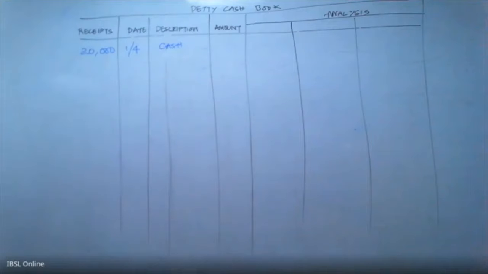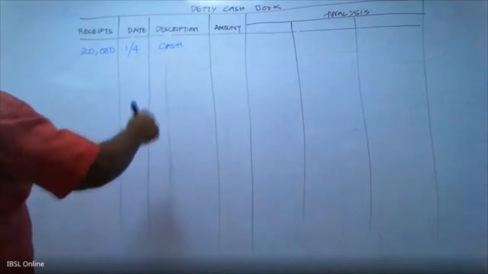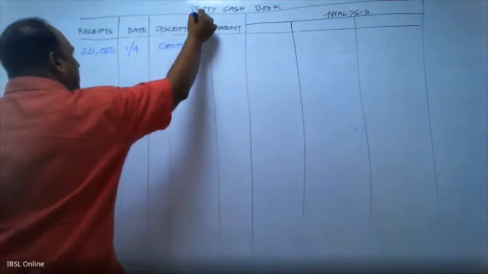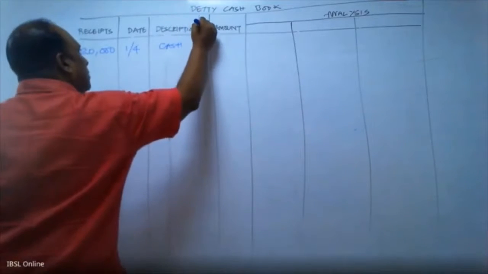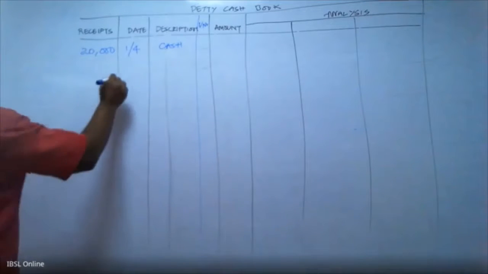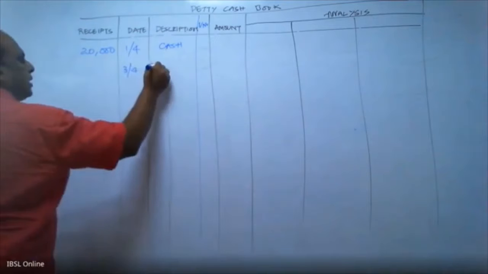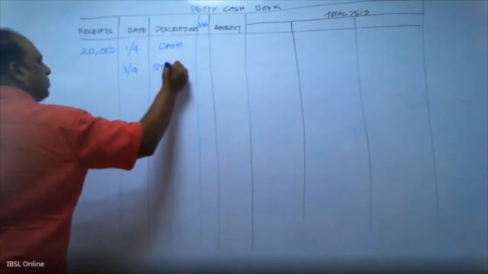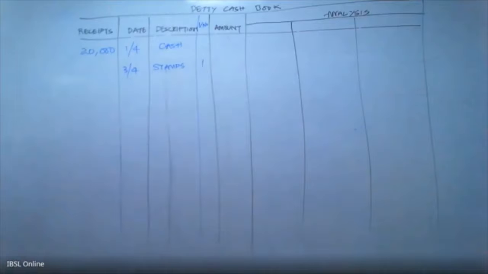Now let's look at the first transaction. On 3rd of April, you have spent 300 rupees for stamps. Generally, you have a column called voucher number, right? If you want, you can put it, or else you can just have a column called voucher number and put the numbers. Otherwise, you can capture it in the description column. So on 3rd of April, you are doing a transaction for stamps and the voucher number is 1 and the amount is 300.